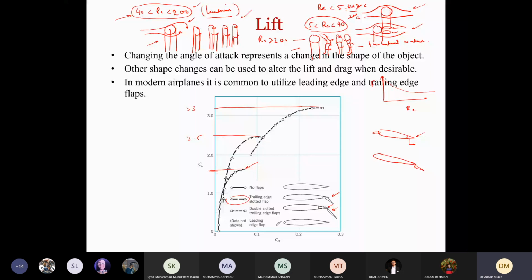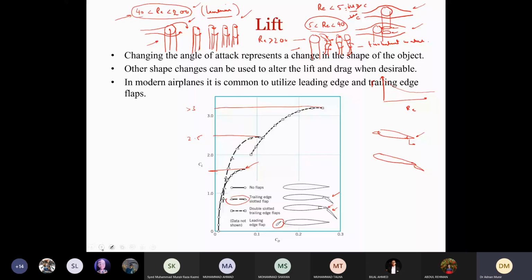And then for the leading edge flap, we don't have any data. So normally, I haven't seen any wing having a leading edge flap. So mostly they have trailing edge flaps here, right? So you can clearly see that addition of flaps is increasing the lift coefficient significantly, right?